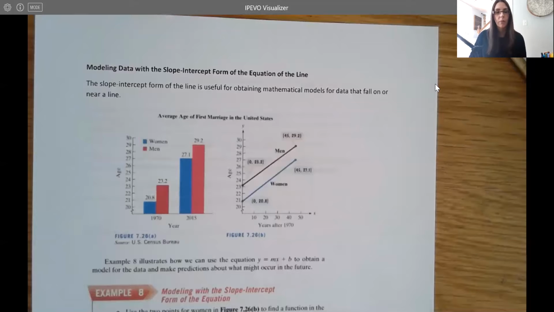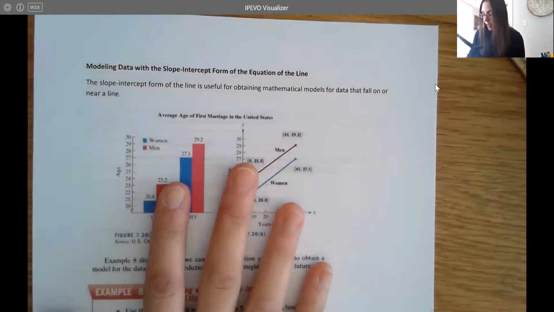So the slope-intercept form of the line is useful for obtaining mathematical models for data that fall on or near a line. So when we have real-world data, it's not usually perfect. It will likely never fall exactly on a line, but there is a lot of data that does fall very close to a line. So we often will use a linear equation there to model that real-world data. And you have the example here.